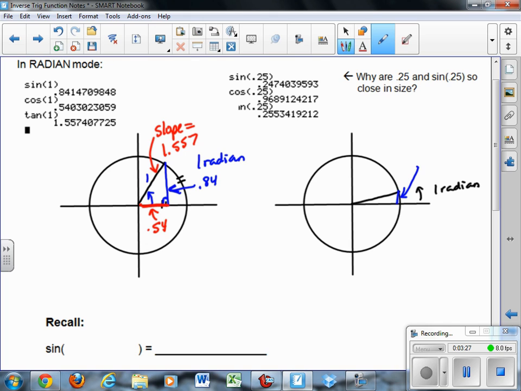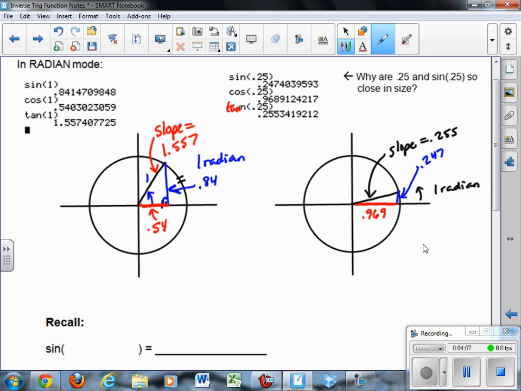So this is 0.247. Now look at the size of the cosine value. The cosine value is nearly 1 because it's almost the whole length of this radius. It's 0.969. I'll just round it to that. And then our tangent value, the slope of the angle, is 0.255. Once again, very close to the sine value and the actual measure of the angle, because this is about 1/4 over 1, approximately.